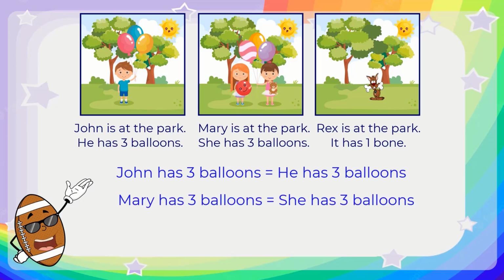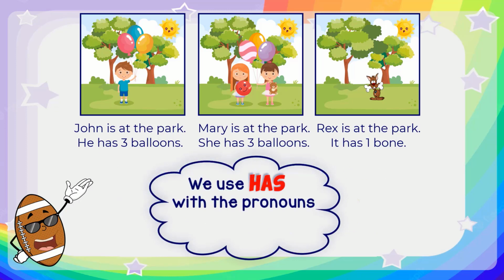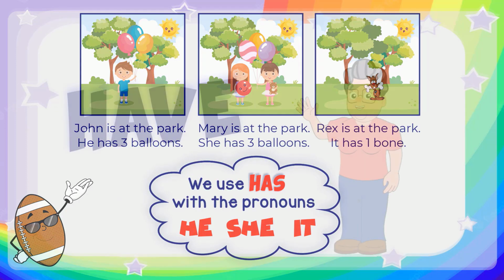Mary has 3 balloons or she has 3 balloons. Rex has a bone or it has a bone. We use has with the pronouns he, she, and it.